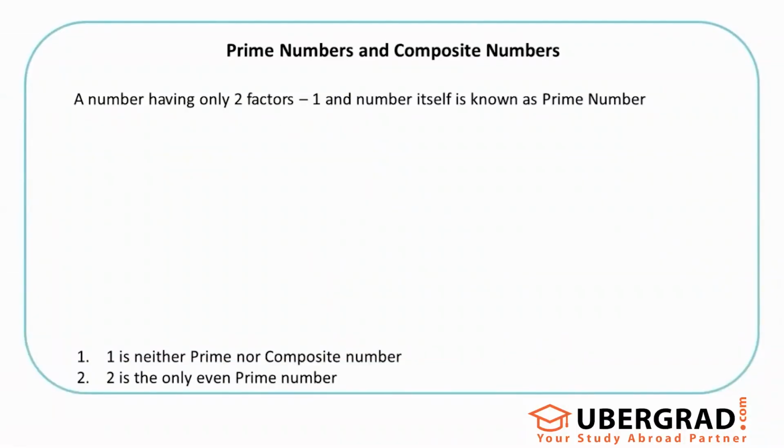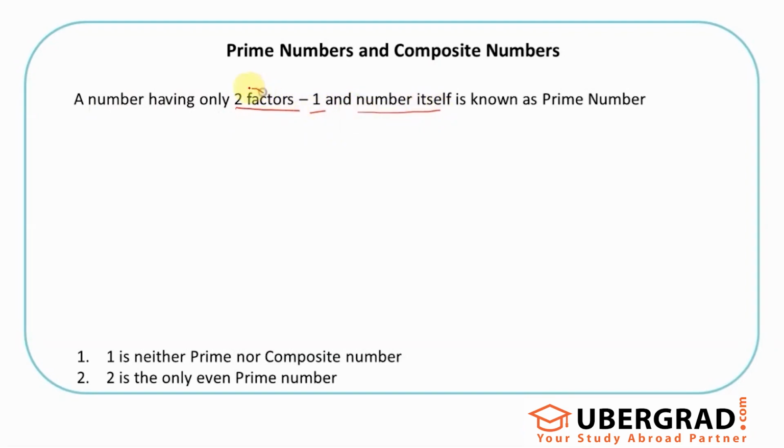So let's get started. First, let's understand what we mean by prime numbers, and then composite numbers. The definition says a number having only two factors, basically one and the number itself, is known as a prime number.